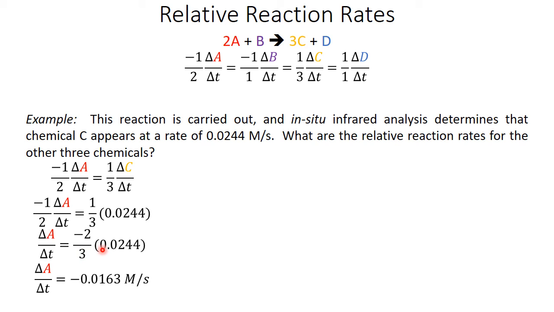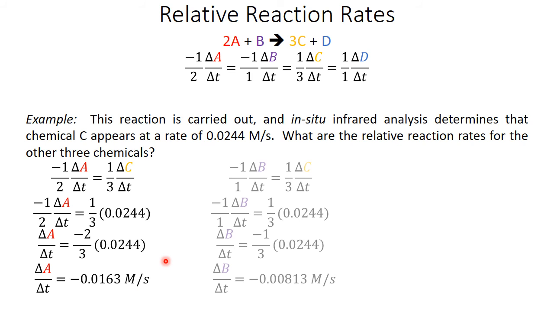Do a little number crunching, and we get that the change of A with time is negative 0.0163 molarity per second. And this makes sense to us. A should have a negative rate because it is disappearing, and it should be disappearing at a slower rate than C appears, 2/3 of that rate specifically. We can carry out similar calculations for B.